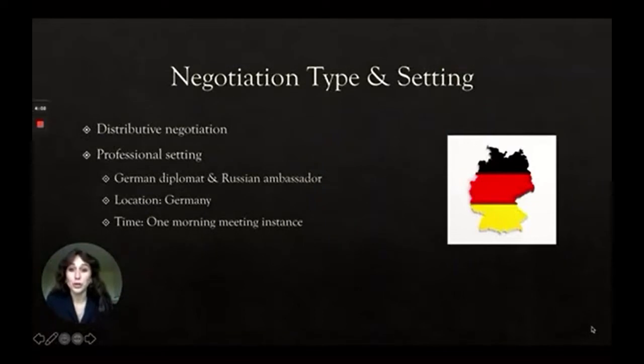So the negotiation type that you will see in our following video is distributive negotiation. It is in a professional setting, and it is held between a German representative, which is the German diplomat, and a Russian representative, who is the Russian ambassador. The meeting takes place in Germany, and it is just a one-time meeting. They discuss for just a few moments, and then an agreement has been made.